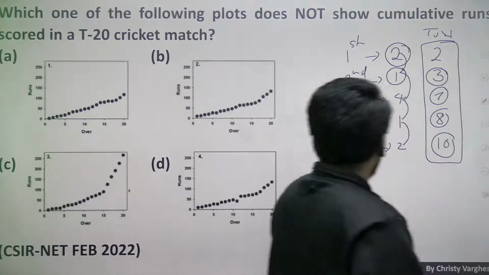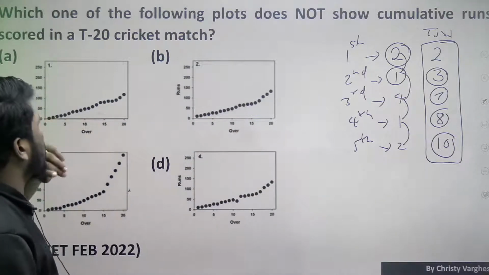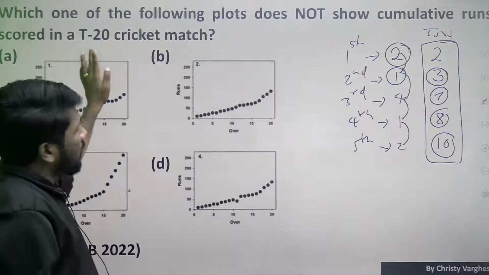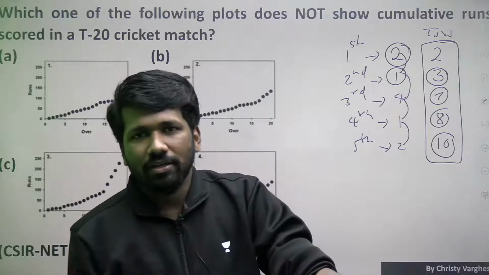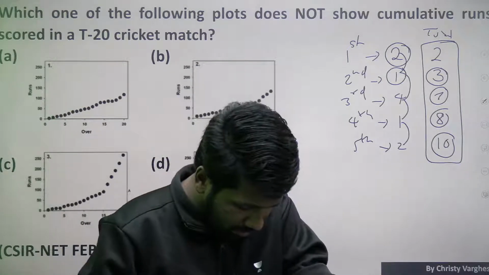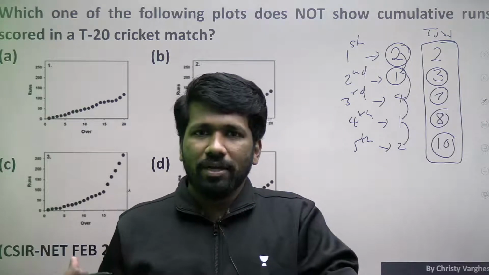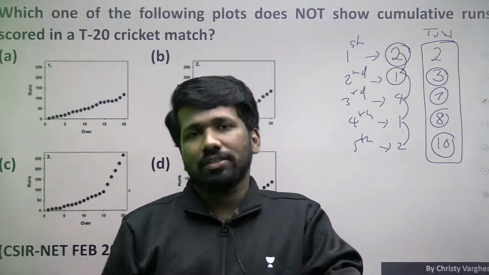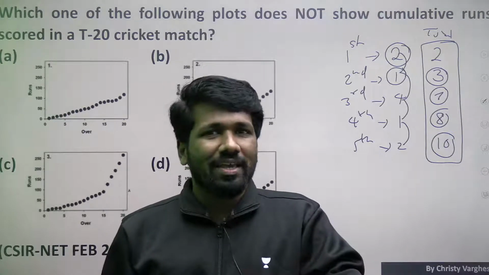Is that clear to all of you? So this is cumulative runs scored. Those of you who are not very familiar with cricket: a T20 cricket match means a 20 over cricket match. In cricket, 6 balls make an over, and in every over the batting team will try to score runs. The runs scored will not decrease at any time.